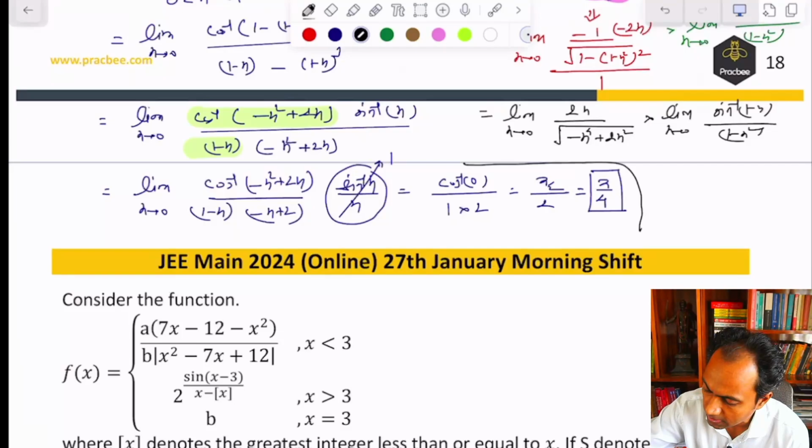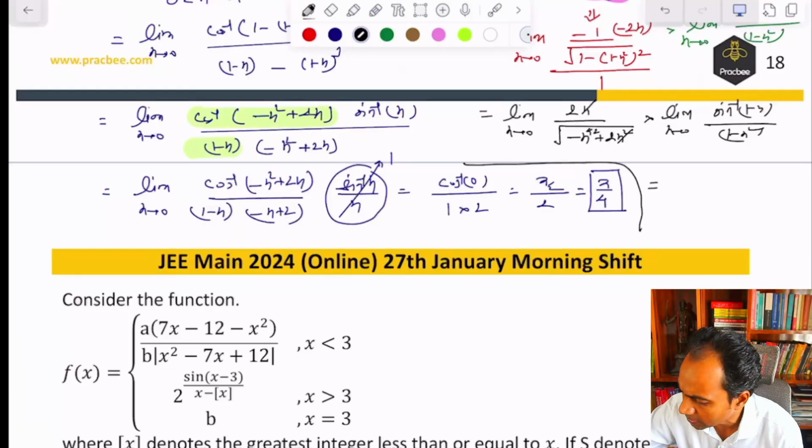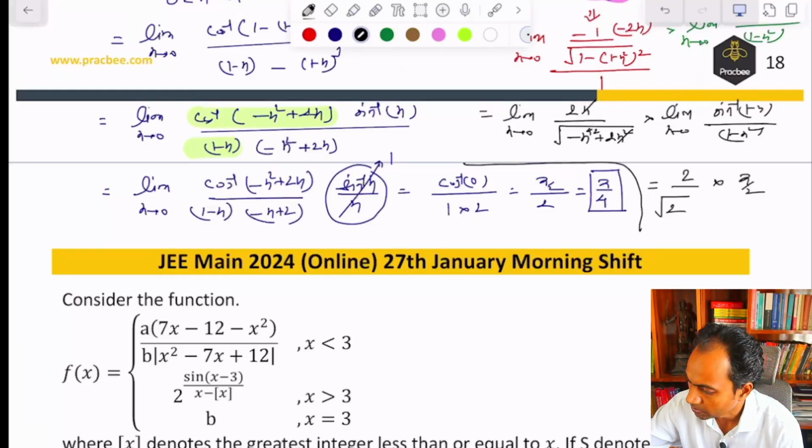So now you can see that I can cancel out h square powers from here. This will cancel out, and now we can directly substitute the limit. So this becomes 2 by root 2, and here if I put h as 0, this becomes pi by 2. So your answer now comes out to be pi by root 2.